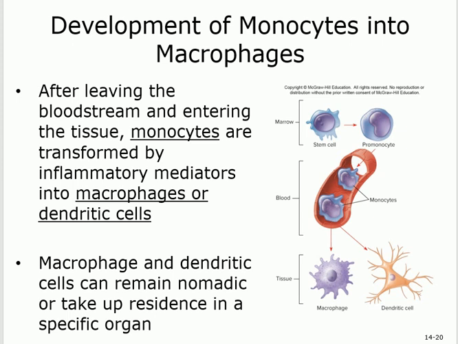Are we following? So monocytes already have phagocytic activities? Yes, they do. But are they going to change to macrophages? How? If they leave the bloodstream, the inflammatory mediators are going to change them into macrophages or dendritic cells. Macrophages are everywhere. Dendritic cells are basically at the CNS. What's going to happen to these macrophages and dendritic cells? They are going to float around this area, but sometimes they go to an organ and stay there.